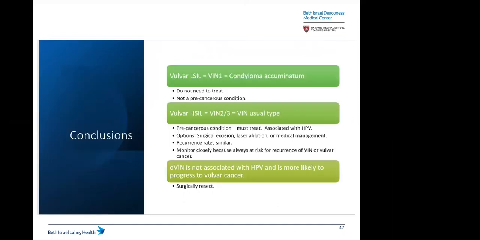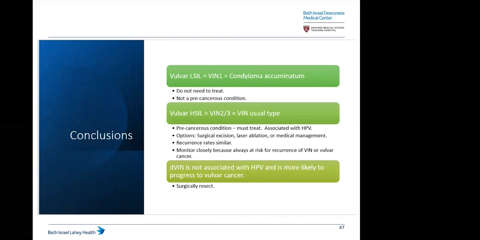So in conclusion, vulvar LSIL is also known as VIN 1 or condyloma. You don't need to treat unless patients are having a lot of symptoms or you're really worried that they may not actually have LSIL, but it's not considered a precancerous condition. So it's not something that needs to absolutely be treated.